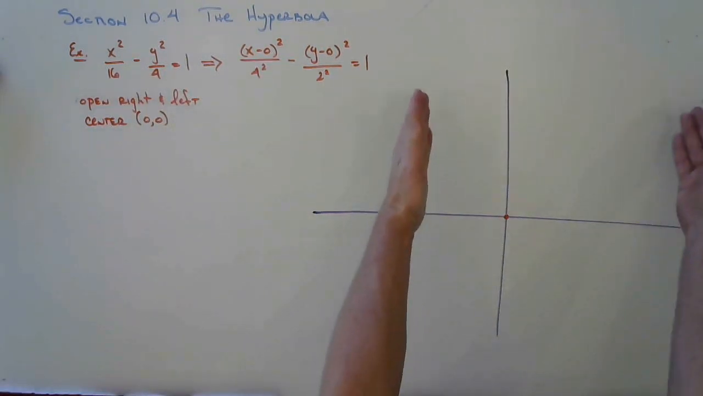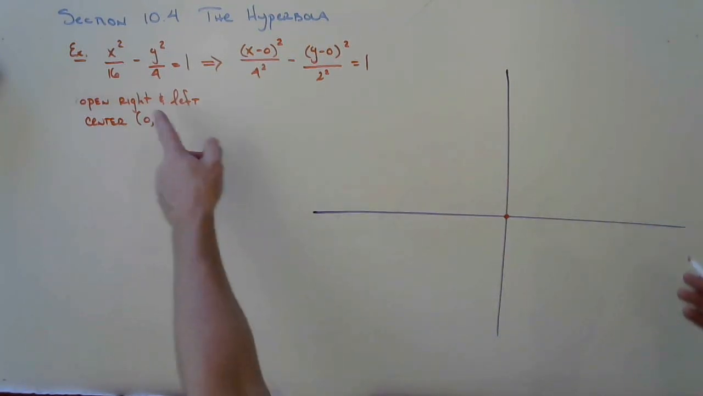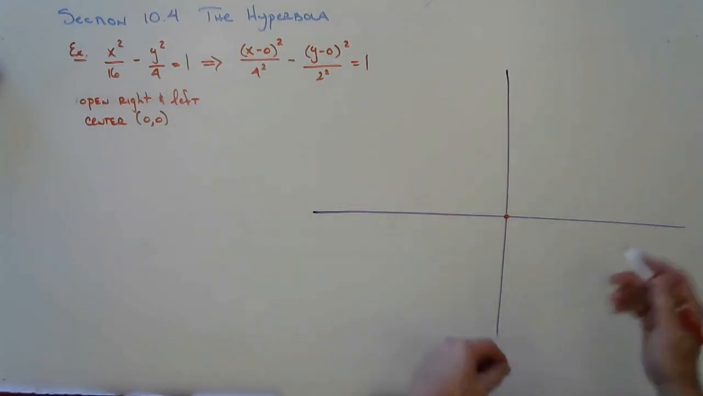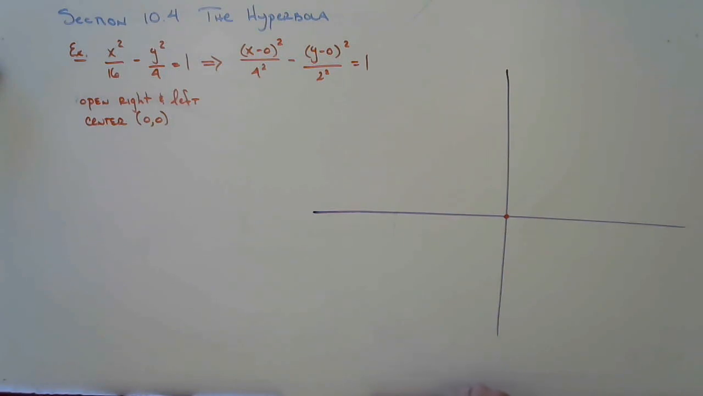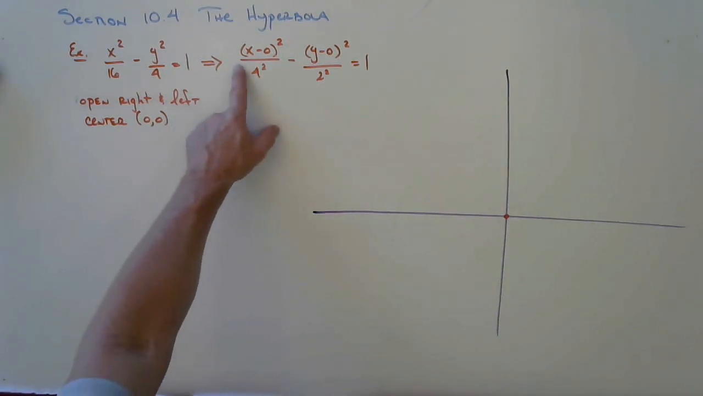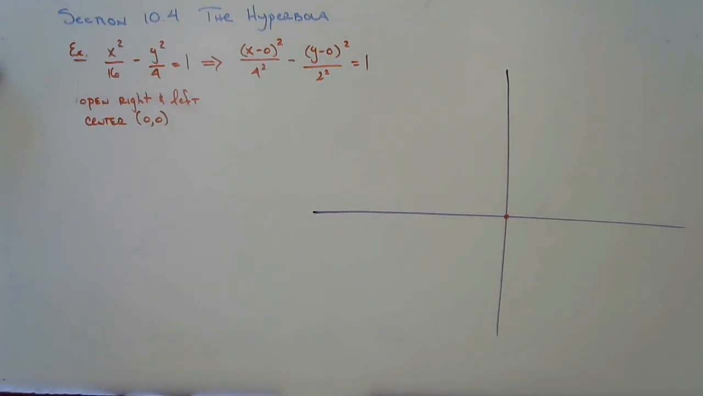So we know our hyperbola is going to go like this. This is the way our hyperbola is going to go because the x is positive. We said the vertices are going to be on the x-axis. If the center is at 0, 0, and our x is positive, our vertices land on the x-axis.